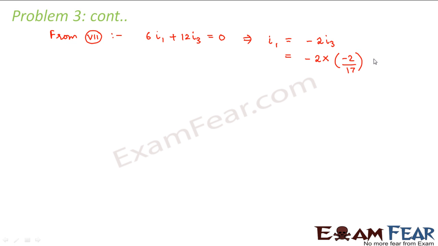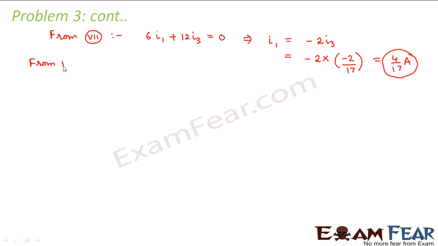Now that we got one value, it is very easy. From equation 7, we can calculate the value of I1. It is 6I1 plus 12I3 is equal to 0. So I1 is equal to minus 2I3. So this will be minus 2 into minus 2 by 17, which will be 4 by 17 amperes. So I found the value of I1.